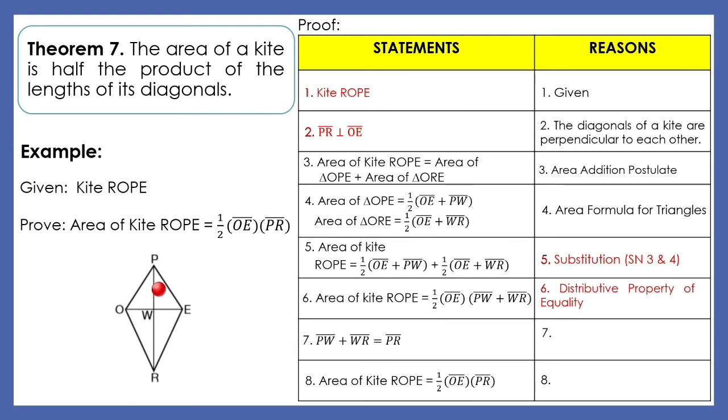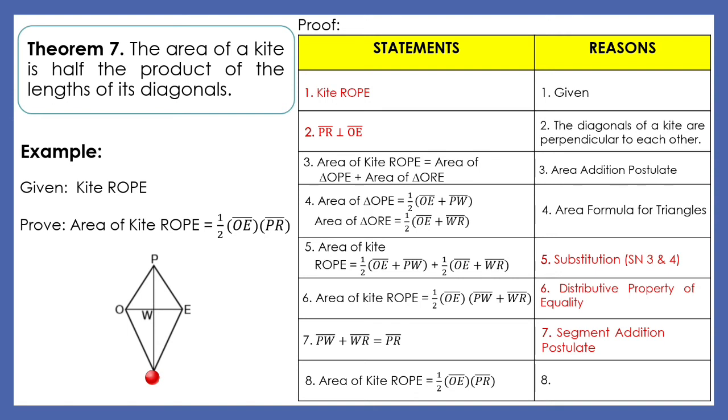So, this is our line segment PW. Inadd natin sa line segment WR, equal siya sa line segment PR by the segment addition postulate. So, by segment addition postulate, yung point W ay midpoint ng line segment PR. Therefore, yung line segment PW and line segment WR ay equal sa line segment PR.